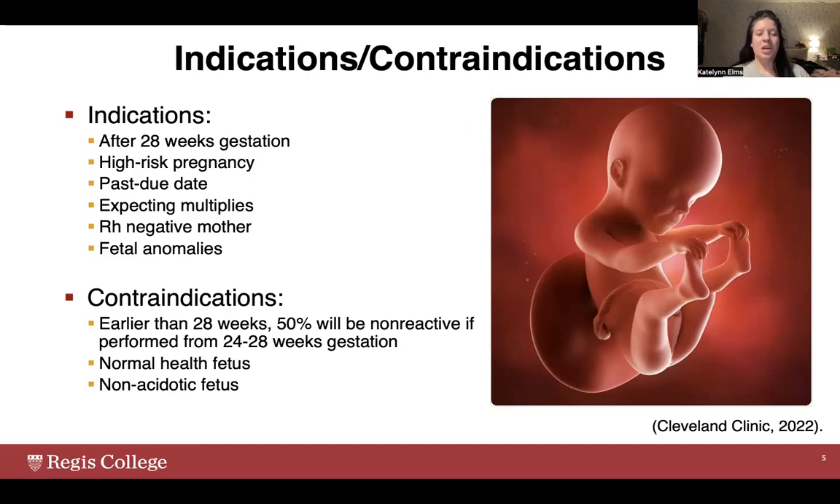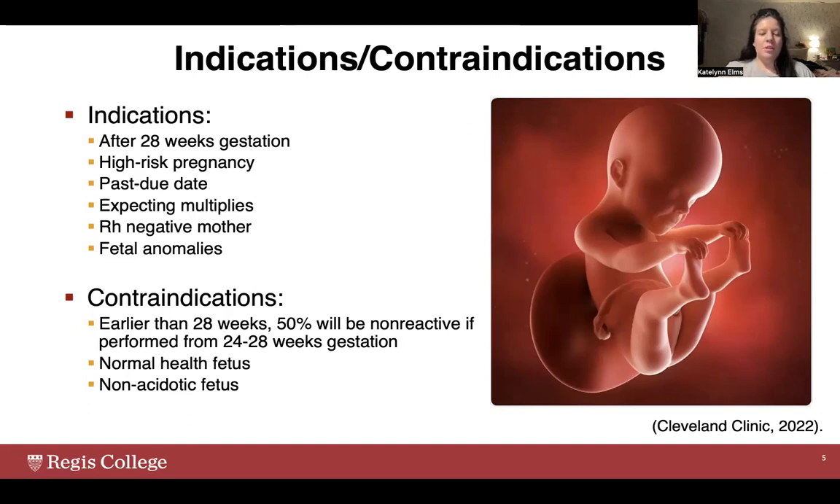These women are admitted for a reason, for inpatient monitoring for the duration of their pregnancy. So you're going to expect more variables. The fetus is going to be smaller during this time, and you might not have those accelerations as you would expect. So it could have a non-reassuring NST, which could cause anxiety in the mother.